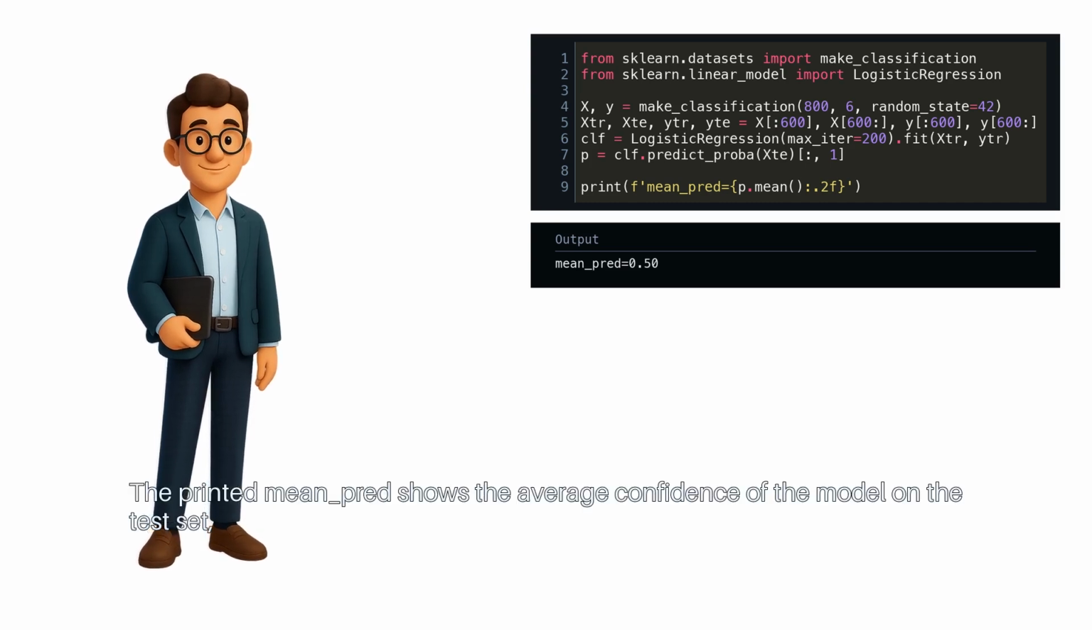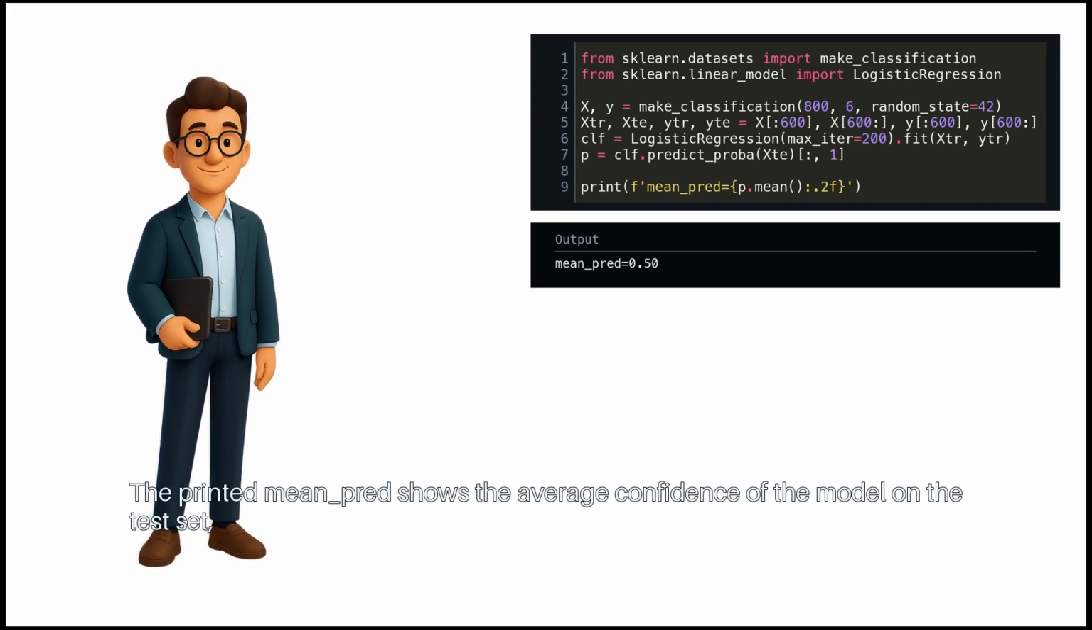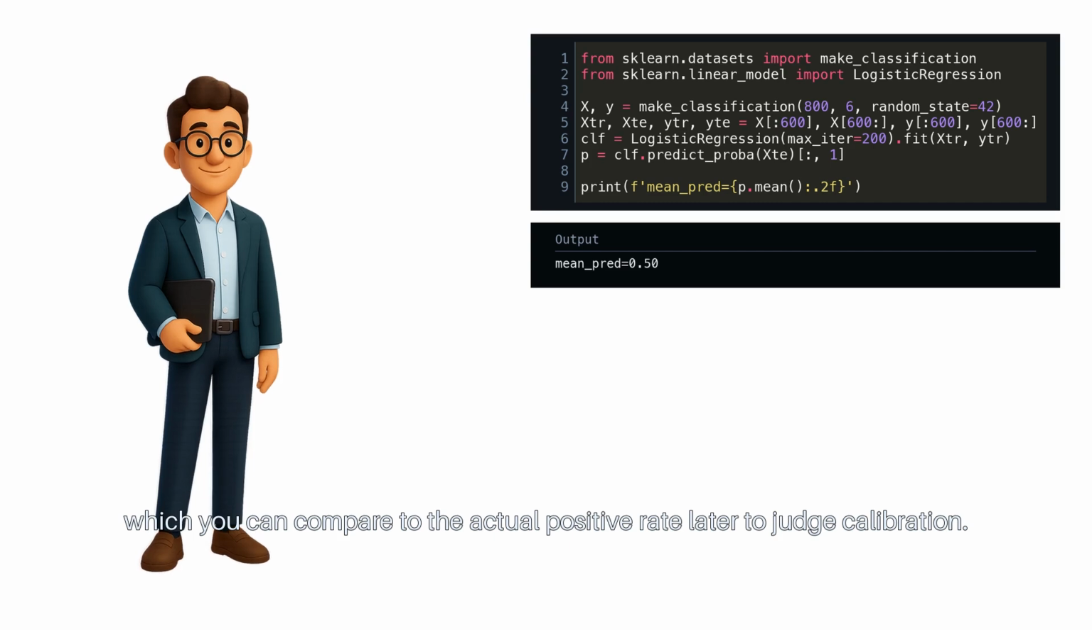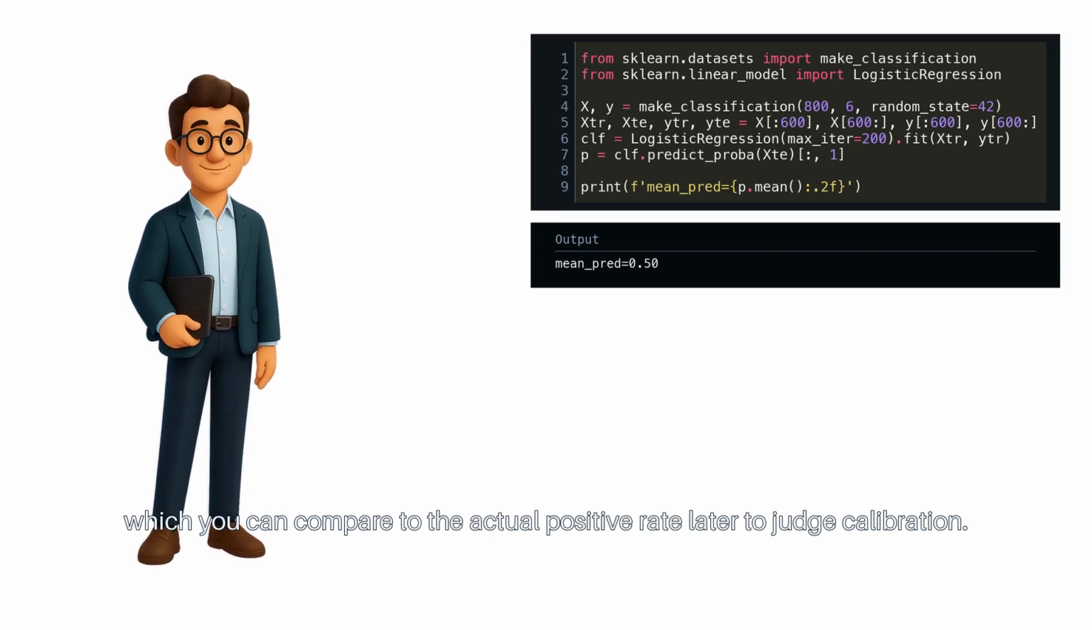The printed mean pred shows the average confidence of the model on the test set, which you can compare to the actual positive rate later to judge calibration.